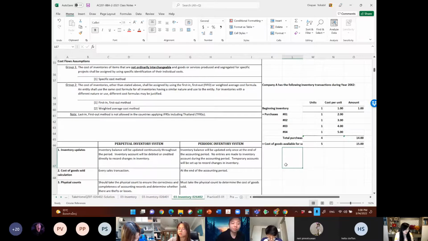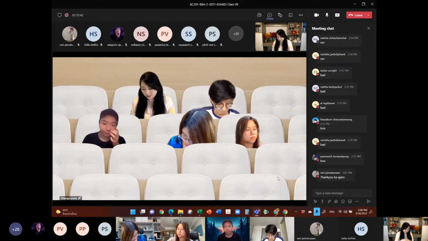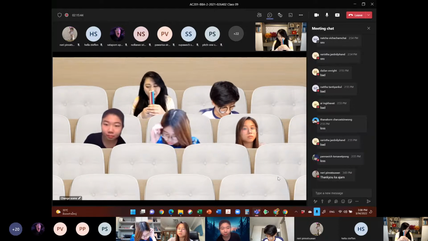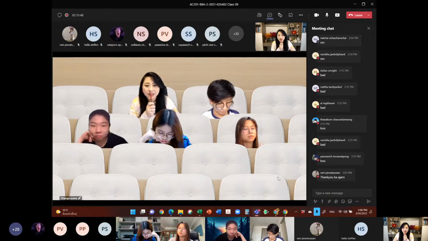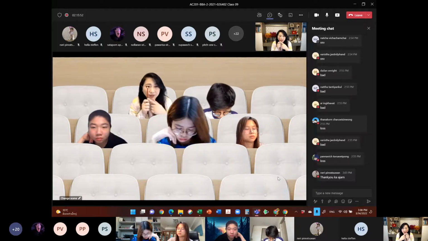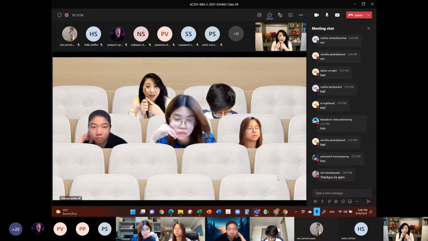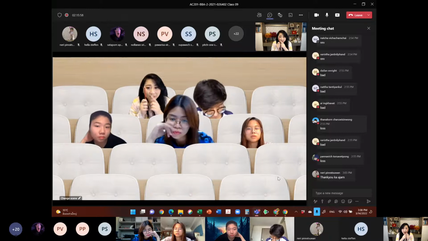Now it comes to the questions of how much should be the cost of goods sold and how much should be the ending inventory. Let me show you an example using this color pencil. Suppose that at the beginning you have 1 unit and the cost is just 1 baht. This is the beginning inventory, 1 baht.